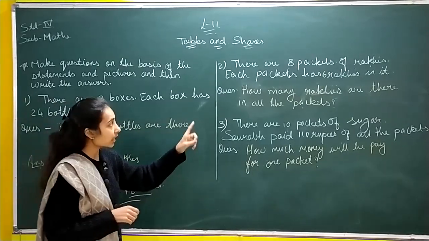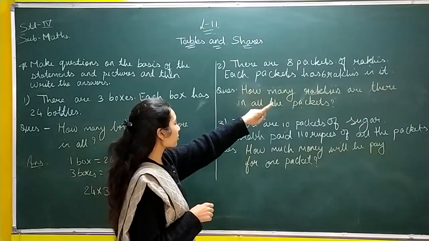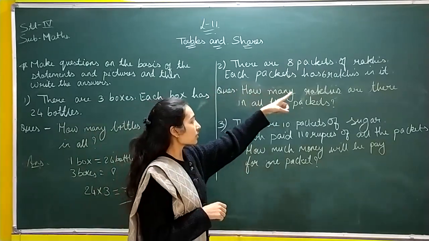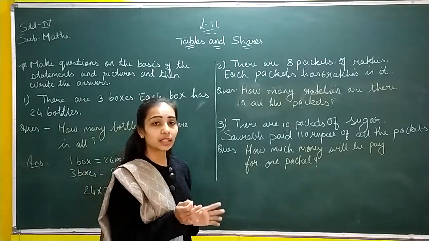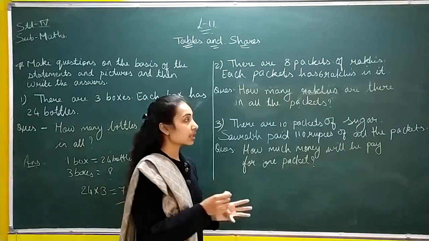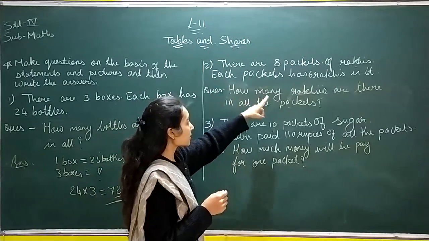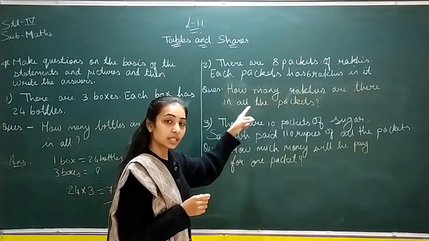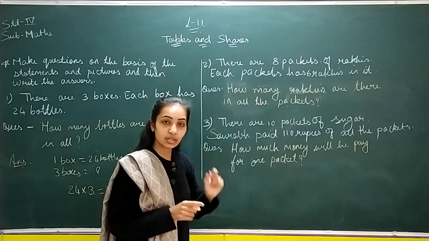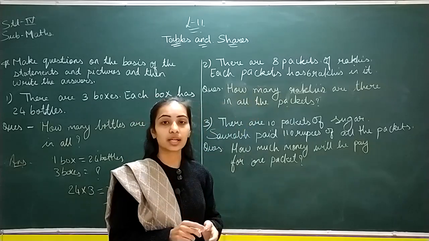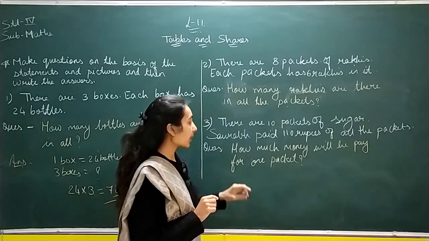Same way, number 2 we have, there are 8 packets of Rakhis. Each packet has 6 Rakhis in it. So here also you need to do the multiplication for finding all the Rakhis in the packets, right? If one packet is equal to 6 Rakhis, 8 packets is equal to how many Rakhis? 8 and 6 will be in cross. 8 6s are 48. There are 48 Rakhis in all the packets.